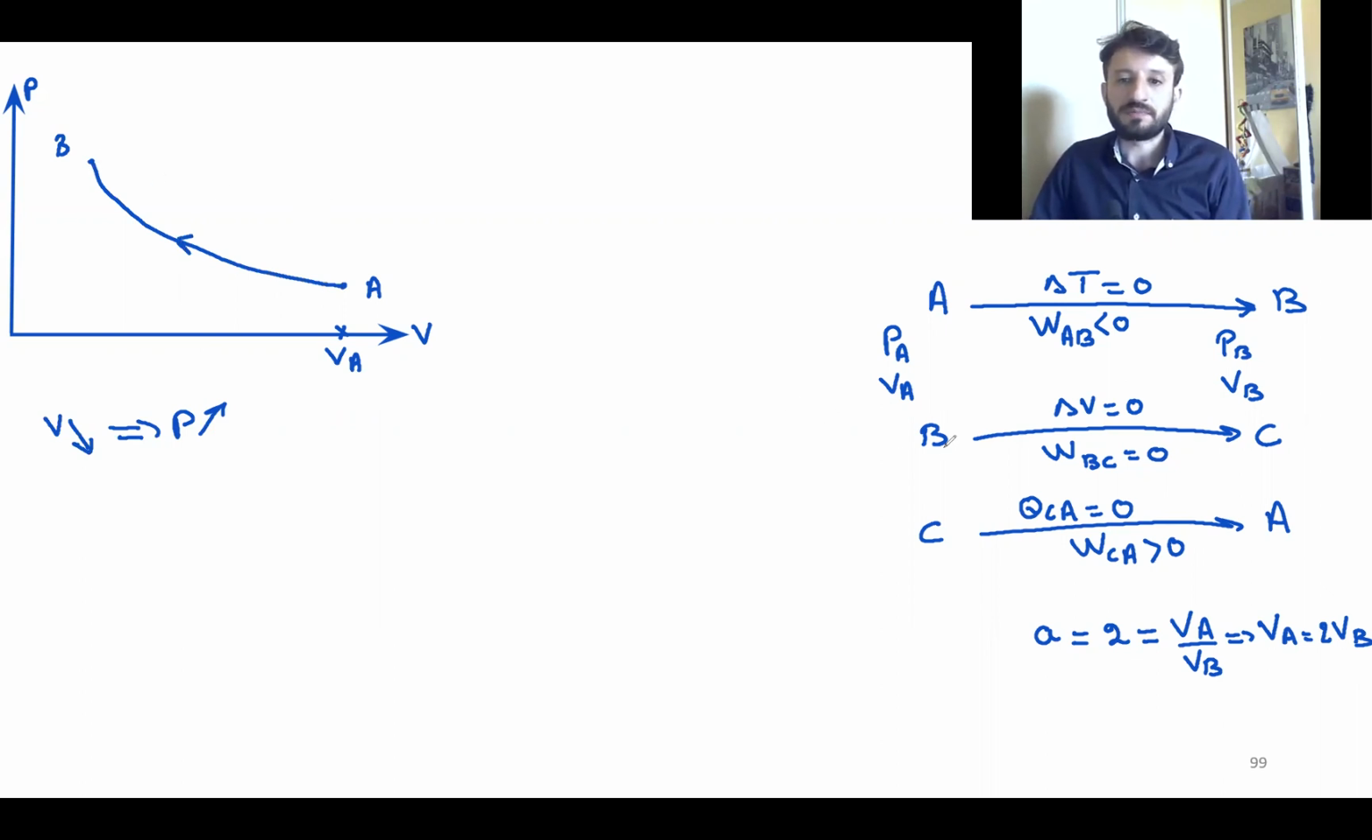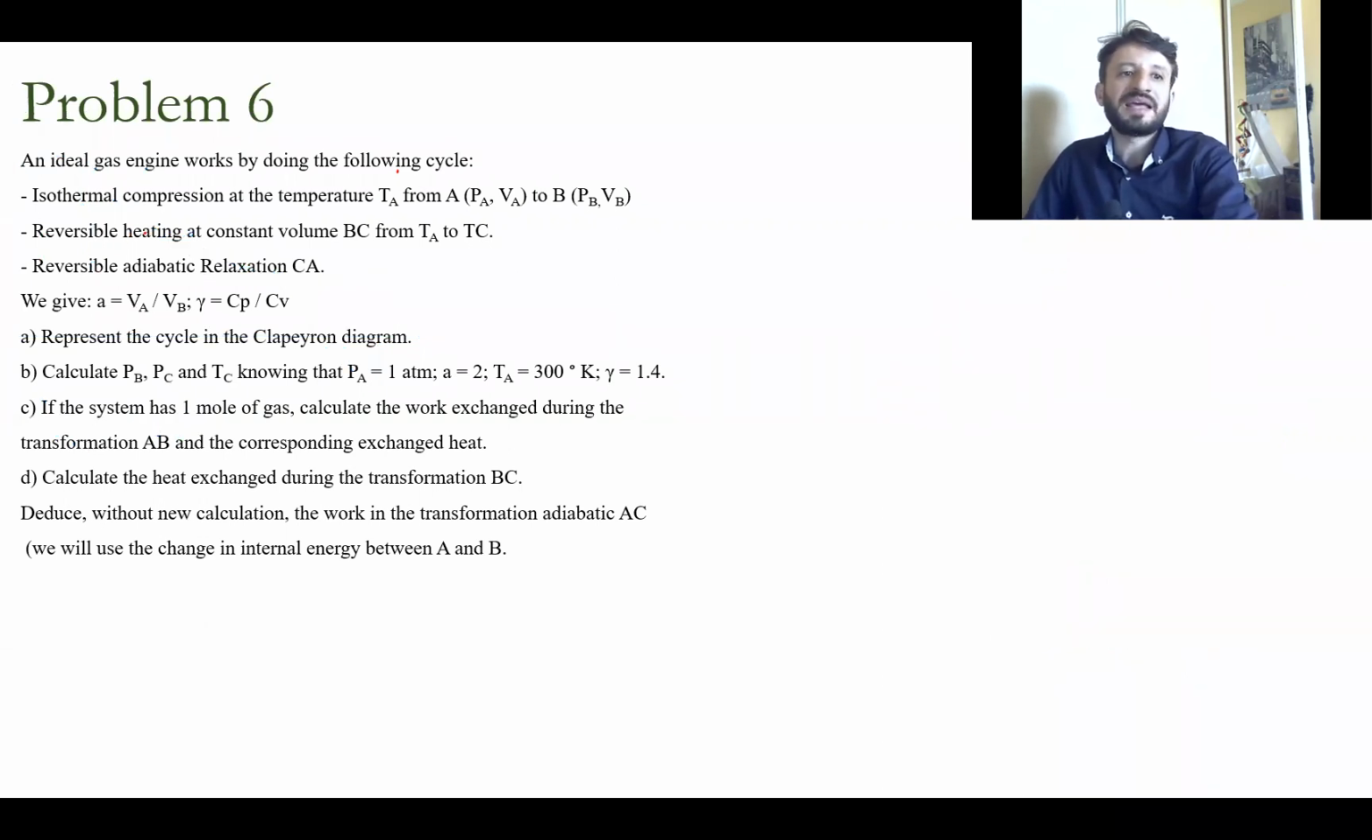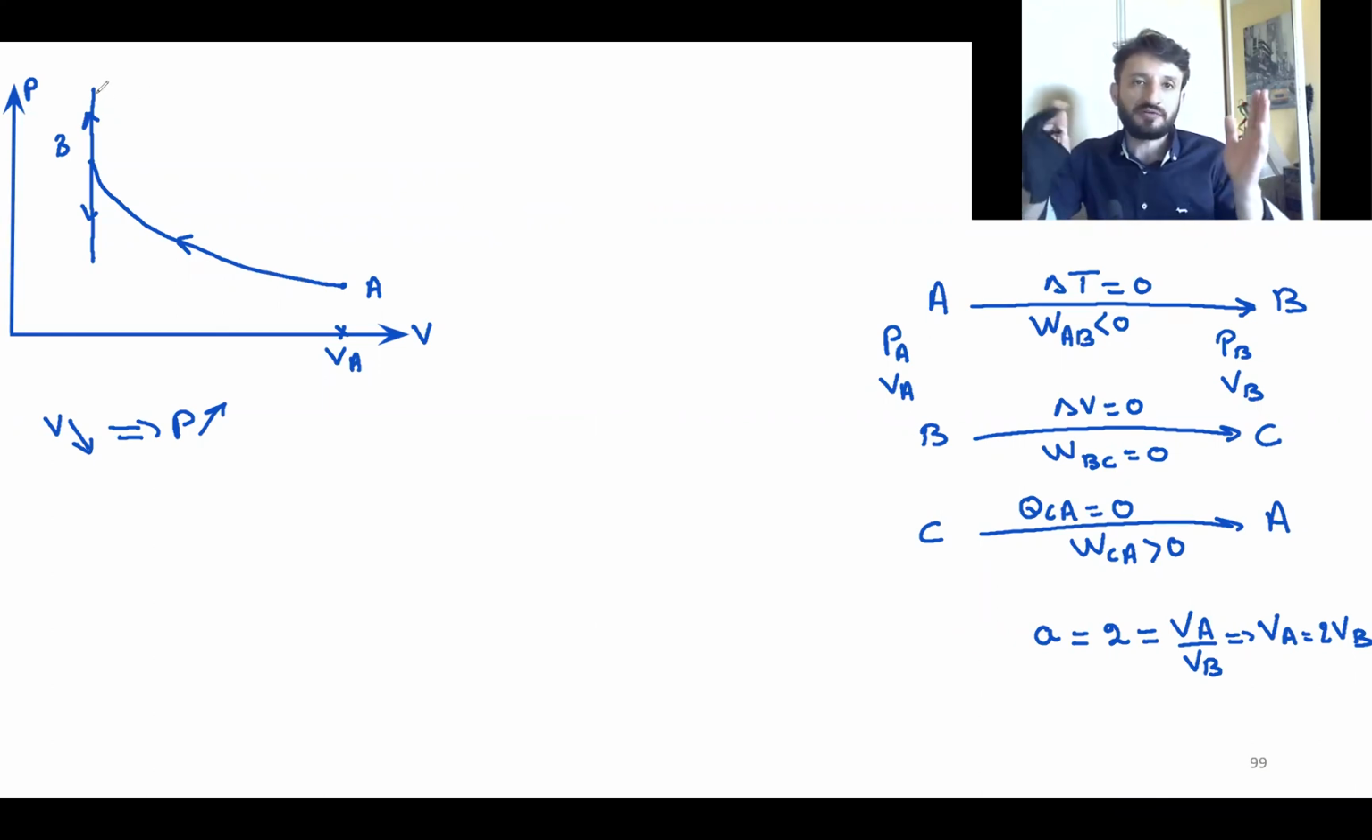And second, we go from the point B to the point C at constant volume. Constant volume, it can go up or down. If we have heating, P increases. If we have cooling, P decreases. If you come back to the problem here, we have reversible heating at constant volume BC. So we give a quantity of heat. In this case, we have heating. So at constant volume, when we increase the heat, P increases. Like this, we arrive at the point C.